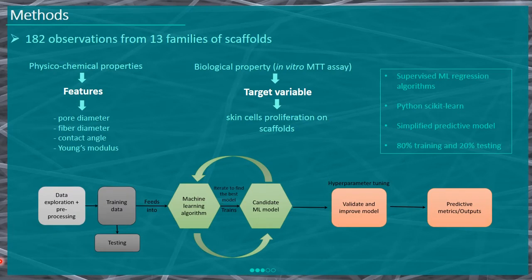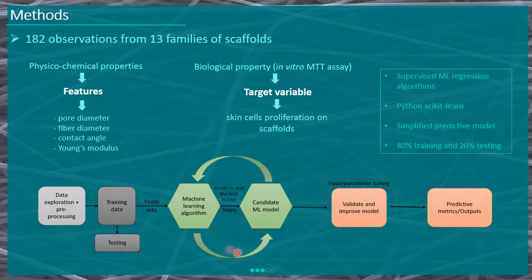For this study, we used data from 13 families of scaffolds. We built a simple predictive model and trained 6 supervised regression algorithms. The physico-chemical parameters, pore diameter, fiber diameter, contact angle, and Young modulus were used as features for our ML model, and the biological property, which is the number of cells grown on the scaffold during in vitro experiments, were used as target variable. So 80% of the data were used for training and the remaining 20% for testing.